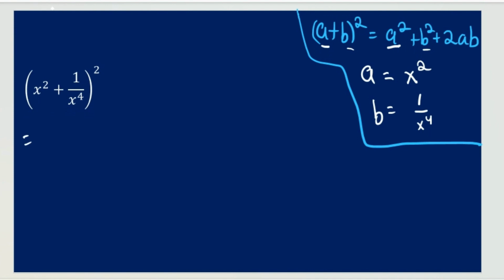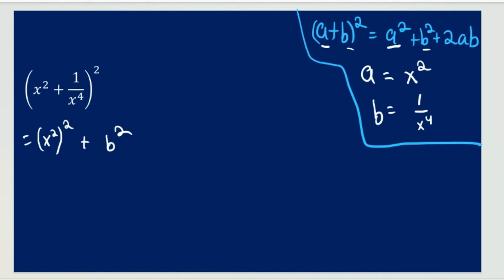So equal sign, and then, as per the formula, it's a squared plus b squared plus 2ab. Now we just substitute. Instead of a squared, since a equals x squared, we're going to write (x squared) whole square. I'm going to get a bit more space over here. Then plus, next is going to be b squared.